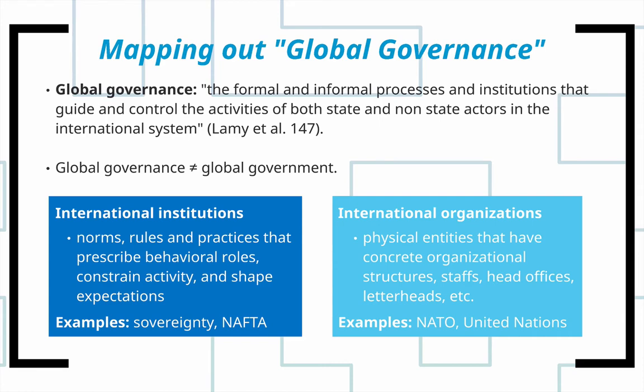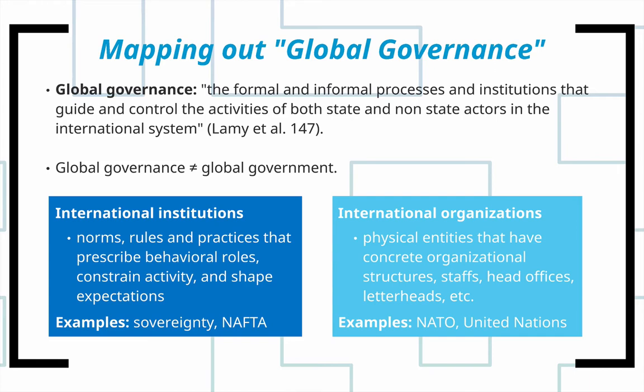Obviously, sovereignty doesn't have an address. It is not an entity that exists physically in the world somewhere. But it's a very important construct, and it shapes the way that states and other actors behave in international relations. And so when we refer to it, we're talking about something that's meaningful. It's just hard to pin down exactly where it's located. International institutions can also be more specific than that. So recently we've heard a lot about the North American Free Trade Agreement, negotiated in the 1990s.